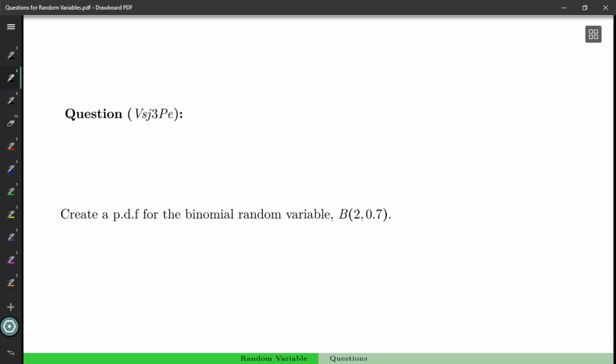Create a PDF for the binomial random variable B(2, 0.7).